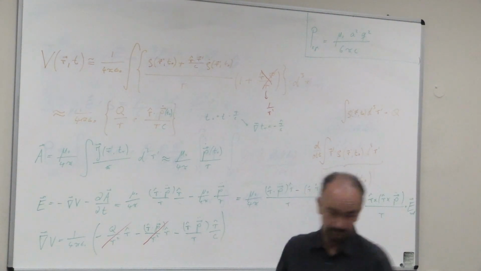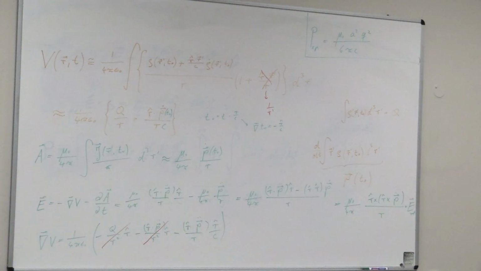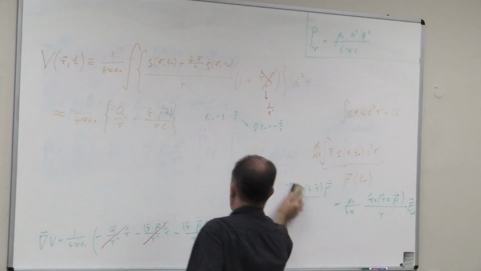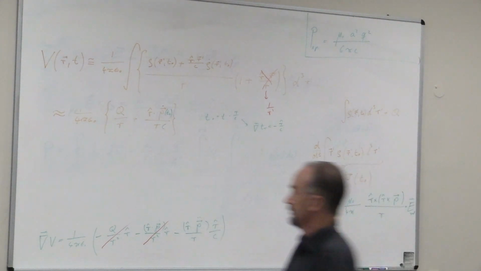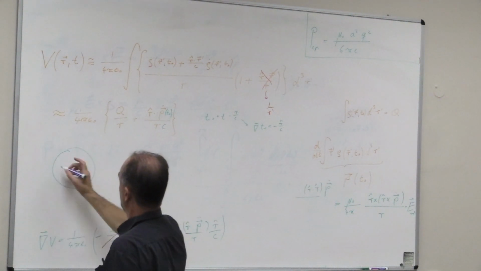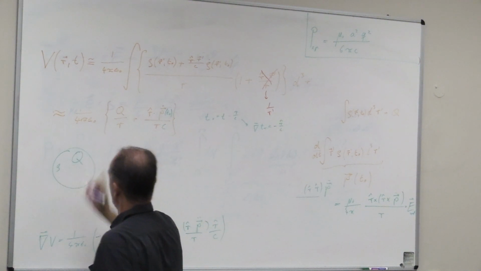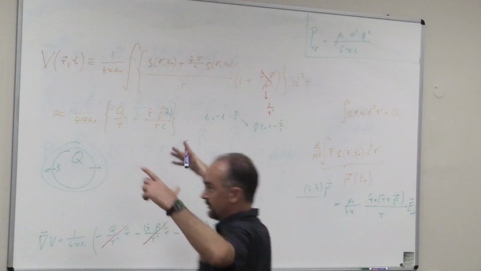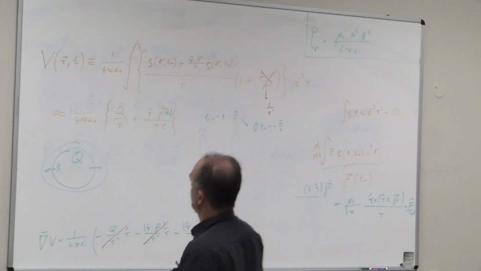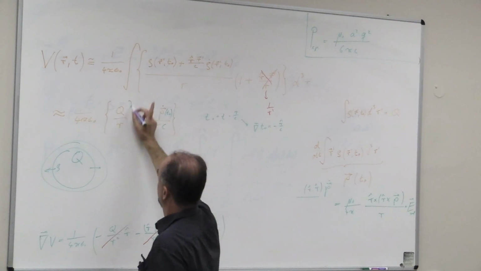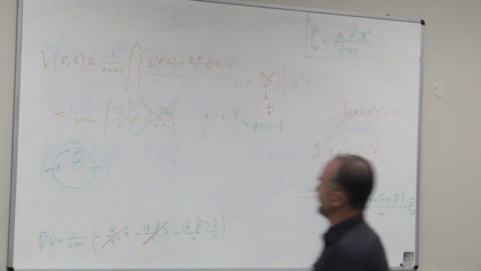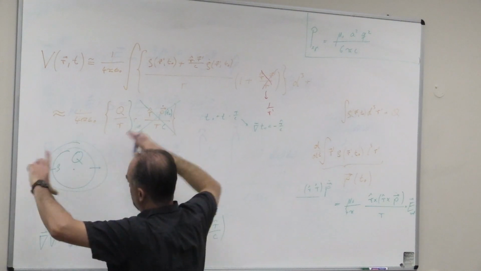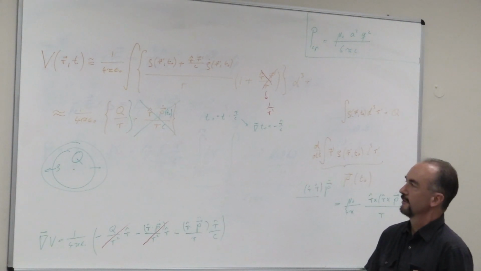Assuming, so if we have simply our charge here, Q. Let's assume that thing just oscillates. So it gets larger and smaller. This is the potential that you'll get in that case. It will drop off here. There's no change in dipole moment because the charge is still centered here. It's just oscillating out. Do you get radiation?